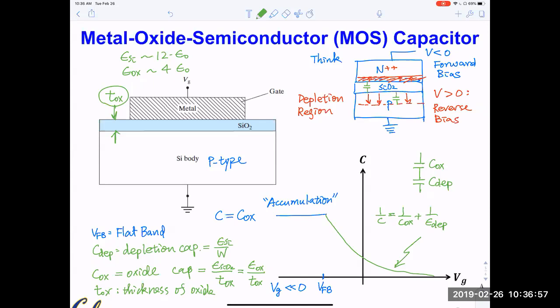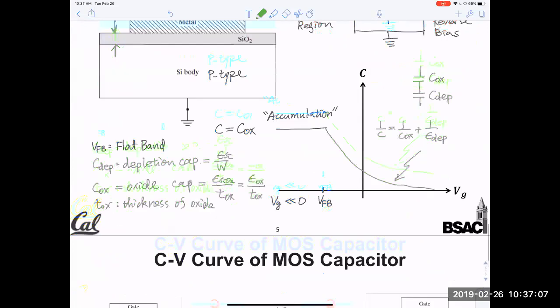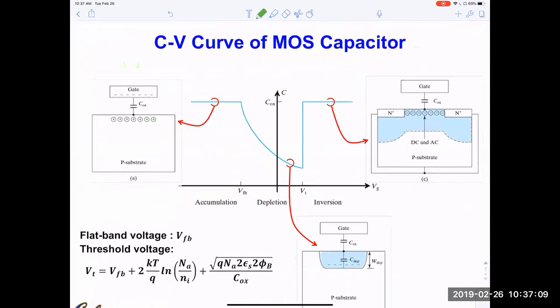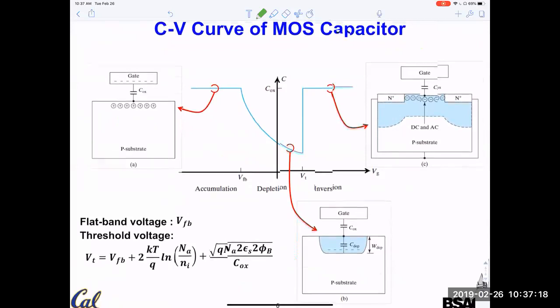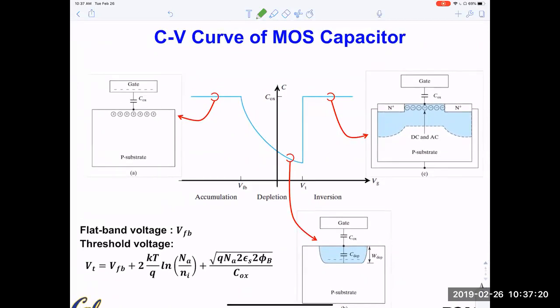If this is the complete story, then, well, it's not that exciting. We find another nonlinear capacitor, but we already have one with the reverse bias PN junction. So what's the big deal? The big deal is actually something magical happens on the positive voltage side, okay? So this is kind of a summary of everything on the MOS capacitor.